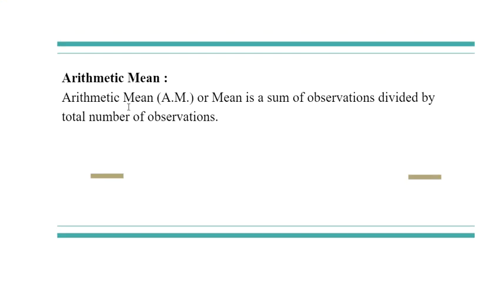So what is meant by arithmetic mean? This is just the traditional definition: arithmetic mean or mean is the sum of observations divided by the total number of observations.